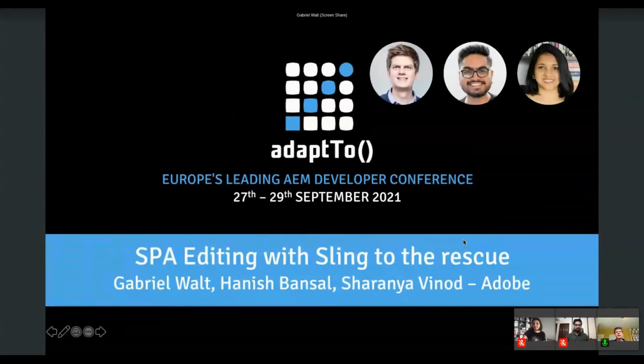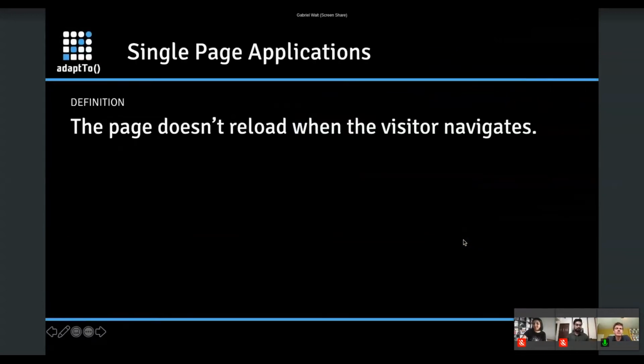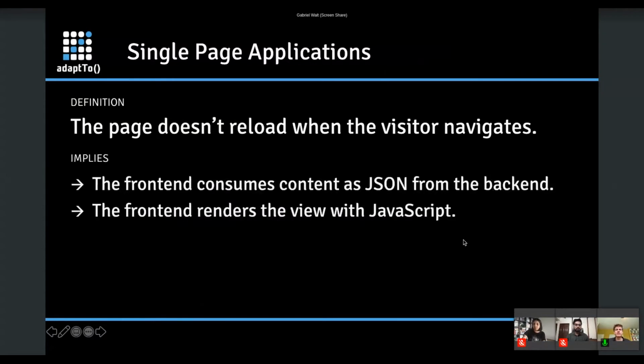Okay, thank you. So yeah, let's start with a definition again. To me, a single page application really is defined by the fact that the page doesn't reload when the visitor navigates. And this actually has a number of implications. The first one is that the front end is consuming the content mostly as JSON from the backend. And the second is that the front end then is doing all the rendering of all the content that has been consumed. And that rendering usually happens with some JavaScript framework.